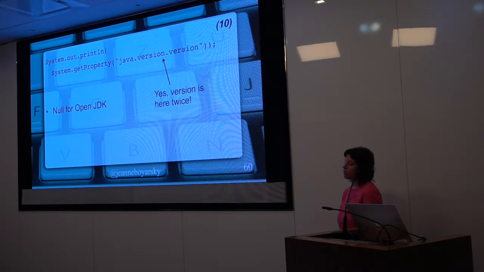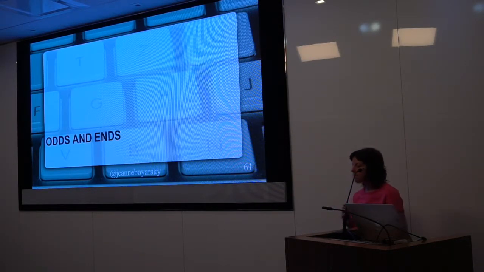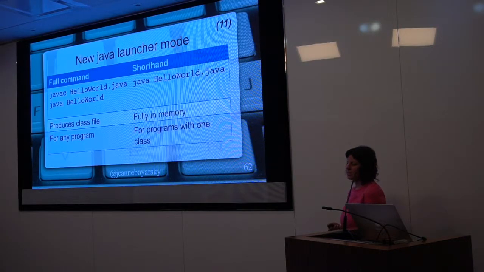That's not set for OpenJDK. It's available for vendor use, and this is where Oracle plans to use semantic versioning. That's that 2018.09 that we were talking about. Finally, we have some odds and ends, little fun features that we can talk about.